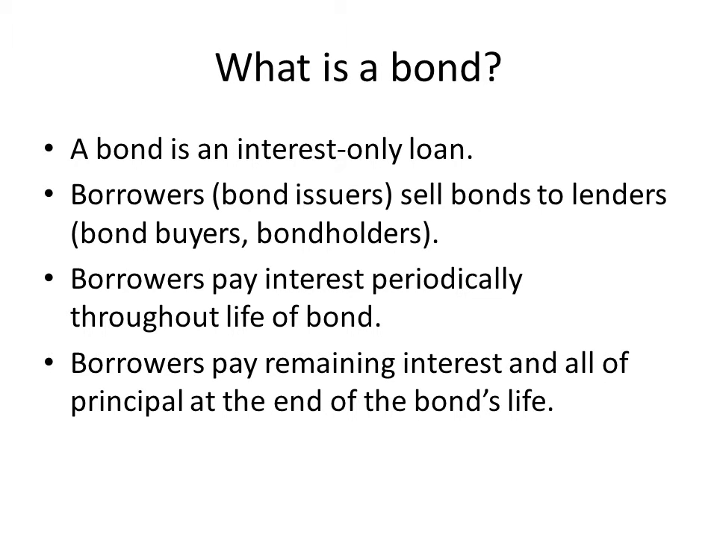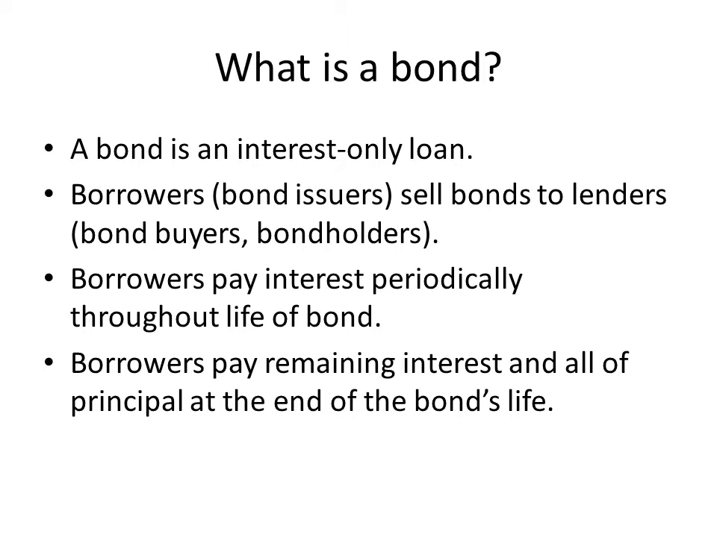First, let's talk about what a bond is. A bond is an interest-only loan. This is different than the loans you are accustomed to, such as home loans and car loans. Those are amortized loans, and each payment on those represents a combination of principal and interest. With bonds, the only payments that are made during the life of the bond are interest, and the principal is returned at the end of the bond's life. And so this makes the bond a different way to borrow than we are accustomed to as consumers.